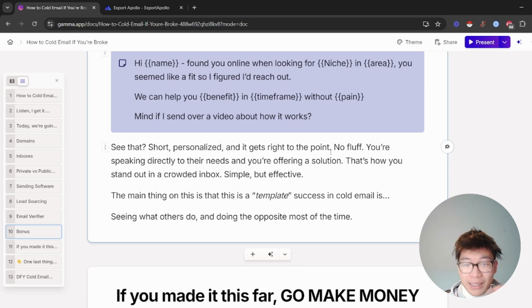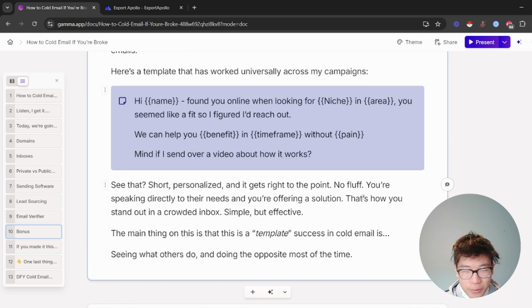The main thing is that this is a template. Success in cold email is basically seeing what other people are doing and not doing that. When you get to a higher level, you need to realize that everybody is watching this video as well, and lots of people have gotten that framework, so now everybody's sending it. I need to find a way to differentiate. Maybe you change the initial opening, like saw you helped this person or saw you helped this industry do this. You have to iterate and figure this out over time.